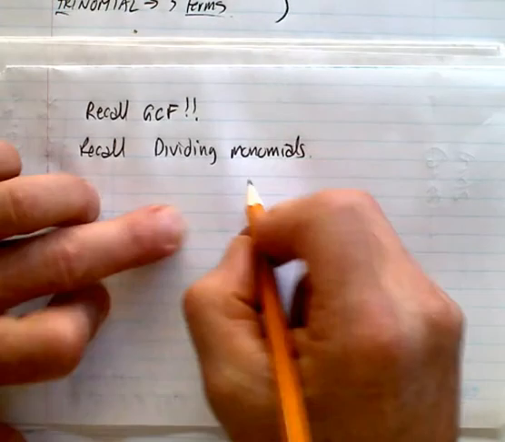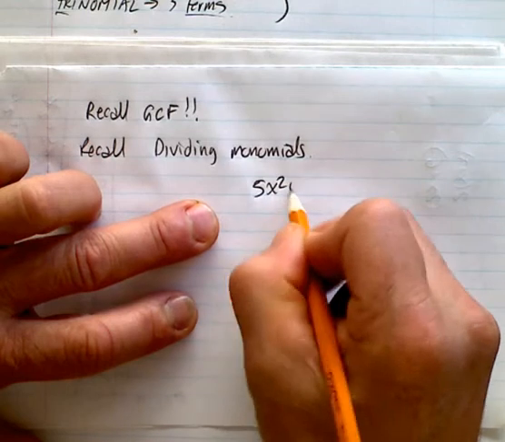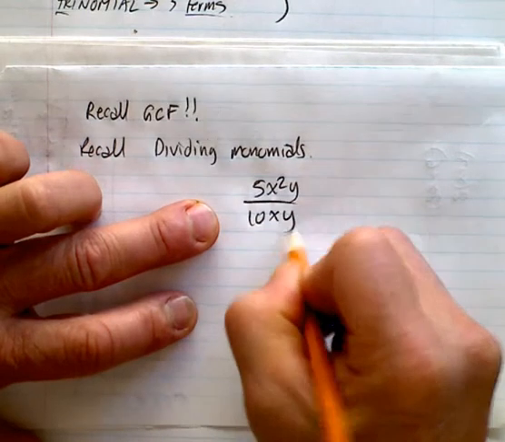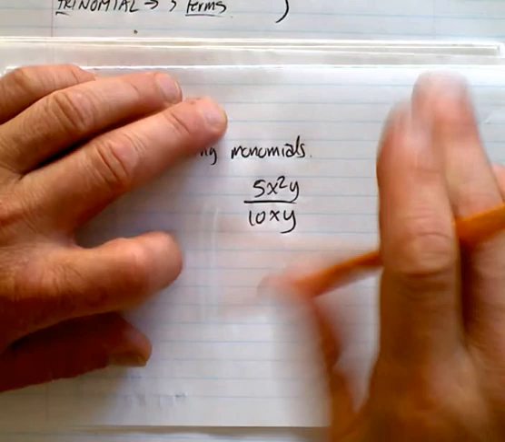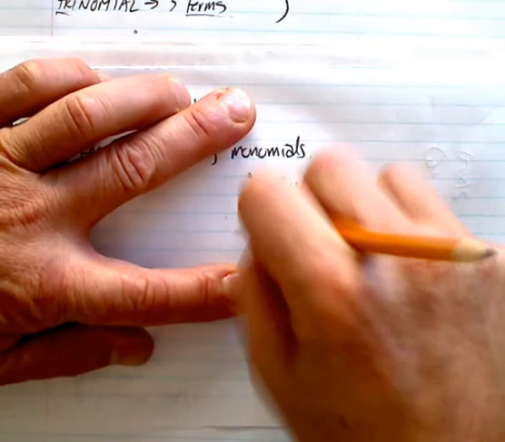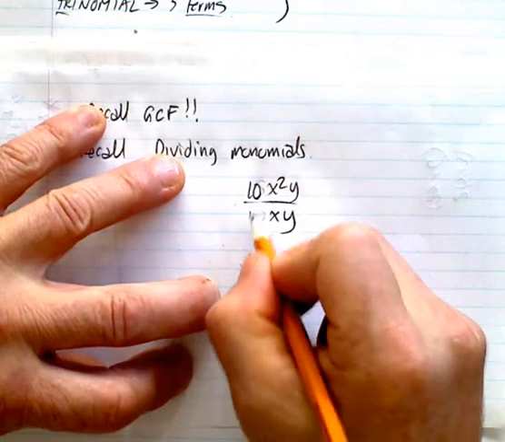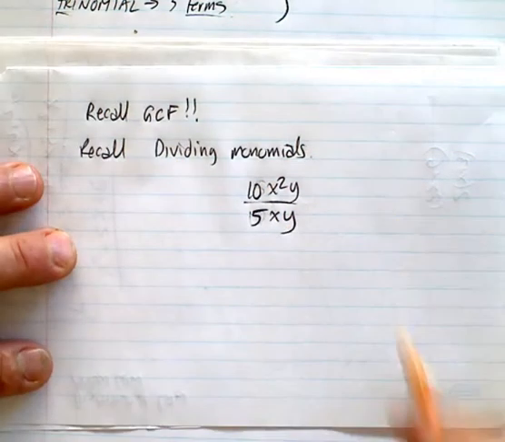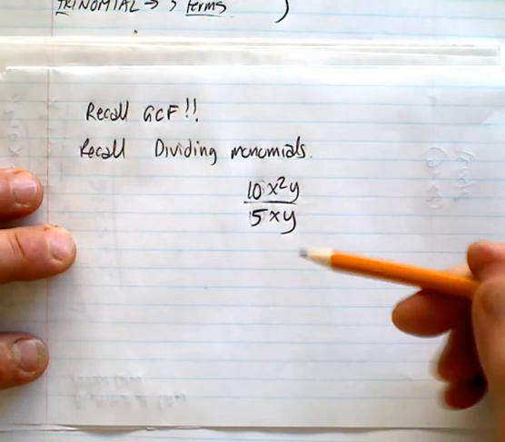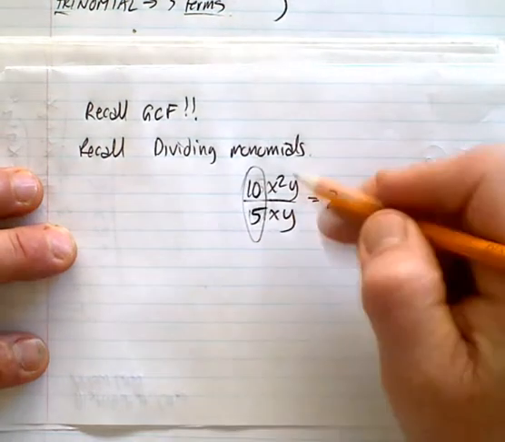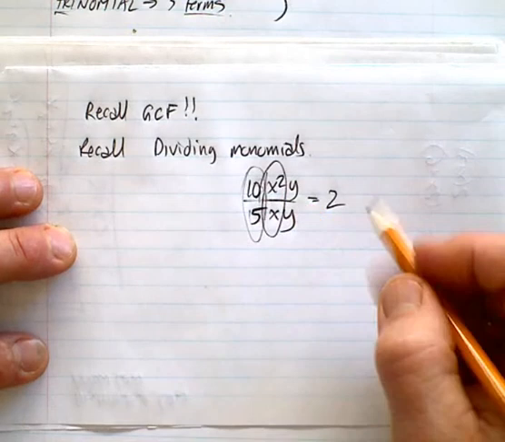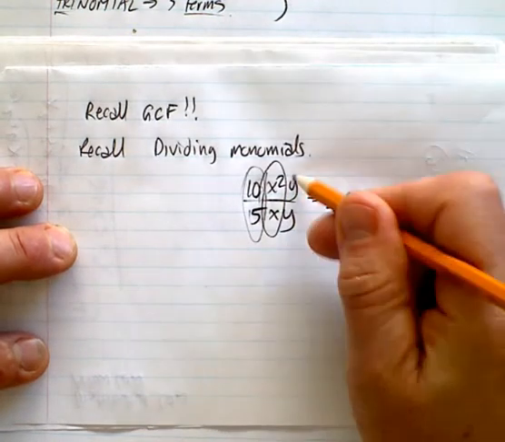So if I had something like 5x squared y over 10xy, do you think that you could reduce that? Actually, let's change it around here. Let's put the 10 on top and the 5 on the bottom. So again, this is what I'm talking about when you're breaking things up. Do the numbers separately. So the 10 over 5 becomes a 2. The x squared over x becomes just an x, and the y's cancel out.